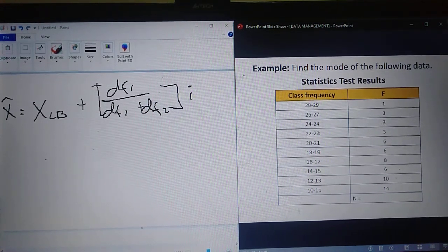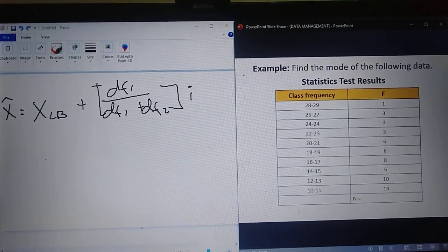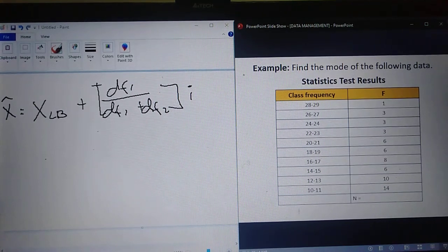Ayan. So, as you can see, what class has the greatest number of frequency? We have 10 to 11. Dito siya.